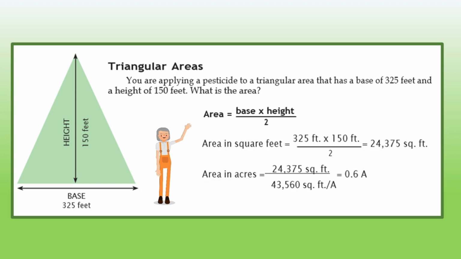Just like we did on the rectangle, we need to figure out our area in square feet first. We're going to take that base, the 325 feet, times the height, 150 feet, for a total of 24,375 square feet. Again, trying to figure out the area in acres, we're going to take our 24,375 square feet and divide it by the total square footage of an acre, 43,560 square feet. Our total is going to be 0.6 acres, or 6/10 of 1 acre.